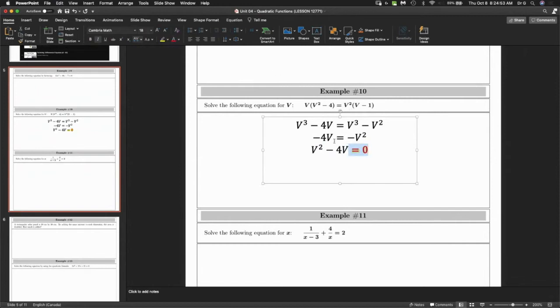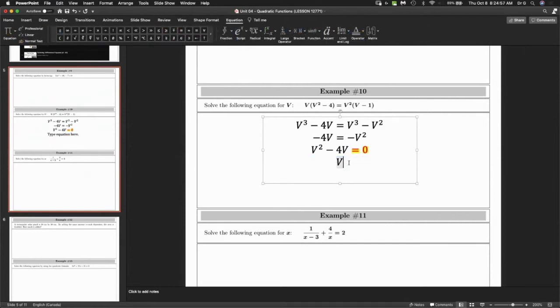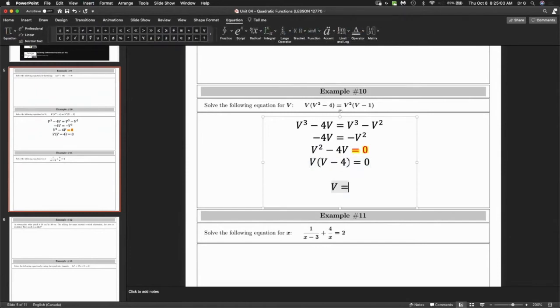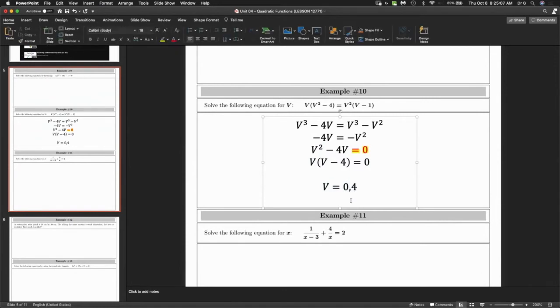If it's not equal to 0, then it's hard to do stuff later. So in this case, we can take out a common factor, which is v. And then you get the 2 answers, v equals 0 or 4. You probably understand where the 4 came from, but you might not understand about the 0.